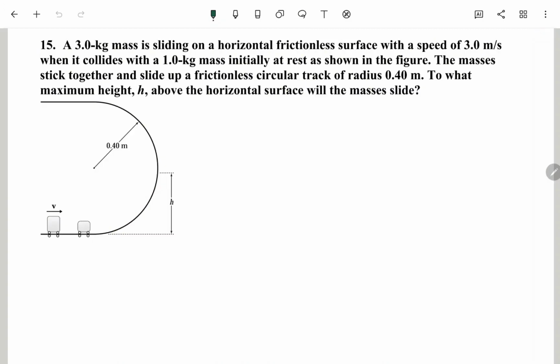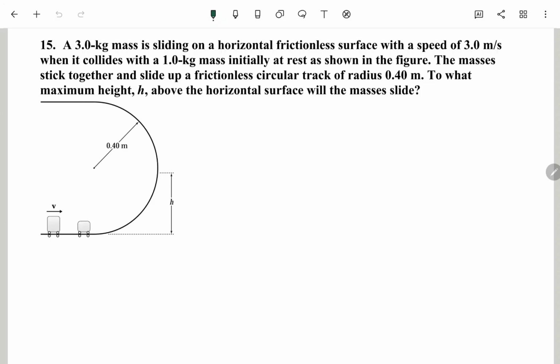A 3 kilogram mass is sliding on a horizontal frictionless surface with a speed of 3 meters per second when it collides with a 1 kilogram mass initially at rest as shown in the figure. The masses stick together and slide up a frictionless circular track of radius 0.4 meter. To what maximum height h above the horizontal surface will the masses slide?